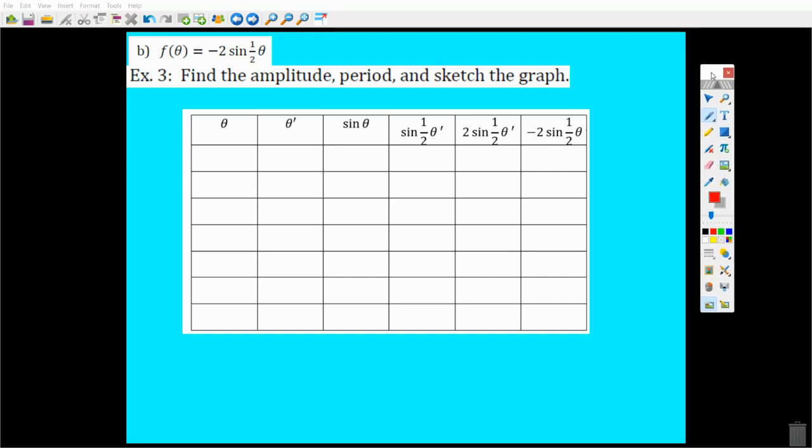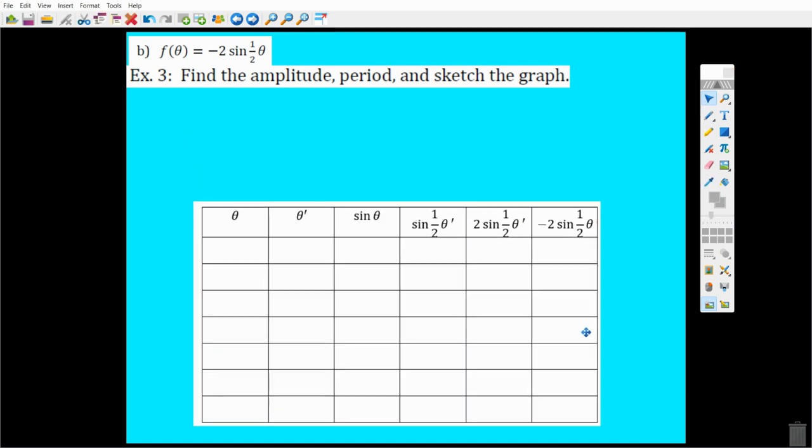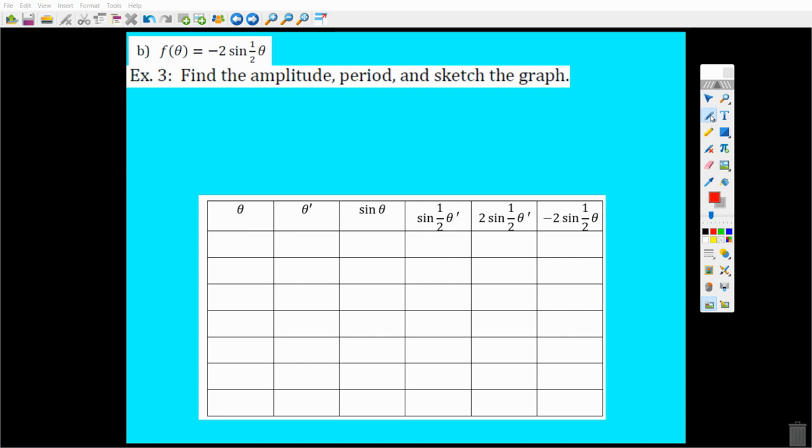Alrighty, so this is example 3, part B. So our function is -2 sine of 1/2 theta. We're supposed to find the amplitude, the period, and sketch the graph. I'm going to go ahead and fill in some information here first.